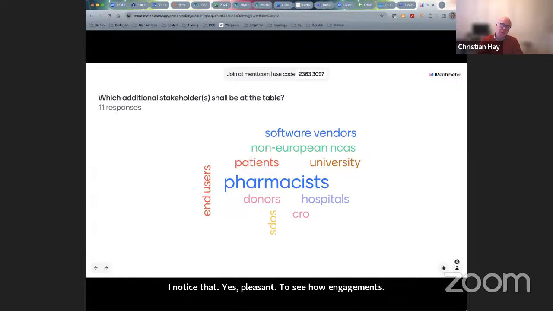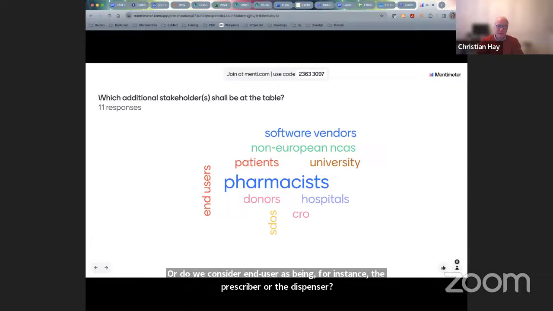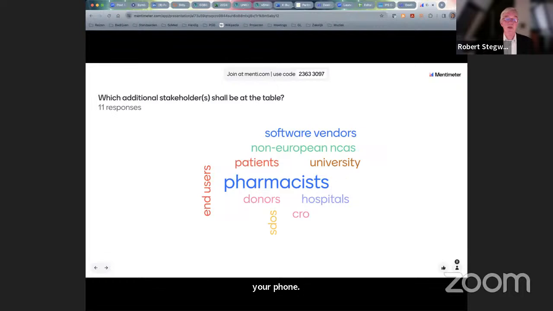And I suppose the end user and the patient are the same. Or do we consider the end user as being, for instance, the prescriber or the dispenser? But I think the end user is the patient, I suppose. It depends on which use case you're talking about, in which of the application areas or application domains. So it's different across them. But indeed, it is something to bear in mind.